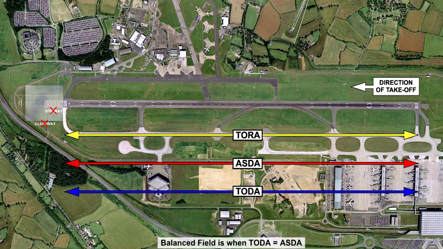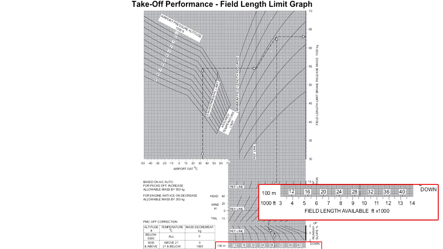When the takeoff distance available and the accelerate stop distance available are the same, the field is described as being balanced. In this case, the balanced field length also happens to be the same length as the takeoff run available, because there are no stopways or clearways assumed. To use the graph, make sure you only enter the takeoff run available as the length of field available.